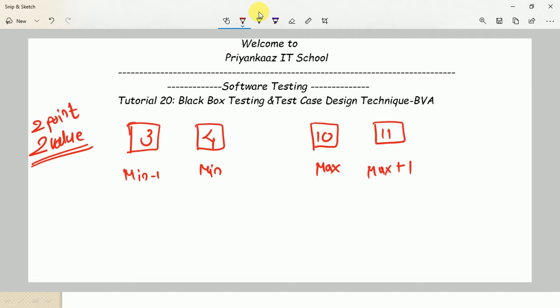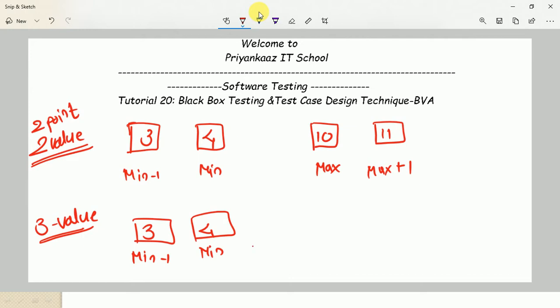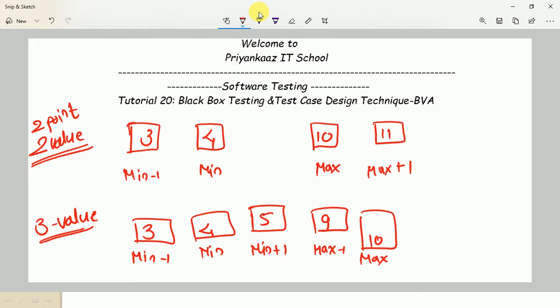You need to identify, whenever they ask you 3 value, what is the concept of 3 value? Here we go for the same: this is a min boundary, then you need to consider for every boundary the 3 values. That means min minus 1, that is of course 3, and of course we need to go for min plus 1 as well. So there is a 5th one also. If you consider 10, which is a max, then max minus 1, that is 9. 10 is again a valid boundary, and max plus 1, that is 11.